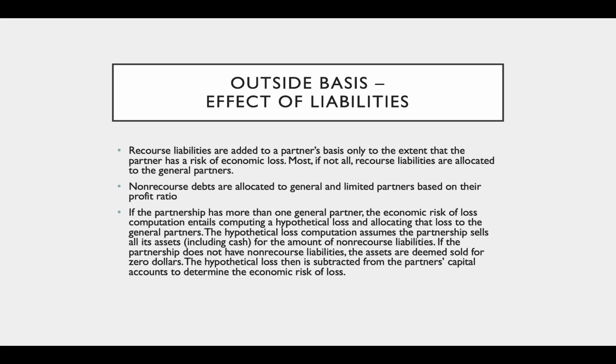If the partnership has more than one general partner, the economic risk of loss computation entails computing a hypothetical loss and allocating that loss to the general partners. The hypothetical loss computation assumes the partnership sells all its assets, including cash, for the amount of non-recourse liabilities. If the partnership does not have non-recourse liabilities, the assets are deemed sold for $0. The hypothetical loss then is subtracted from the partner's capital accounts to determine their risk of loss. And we're not going to do that in this class. It will be given to you.